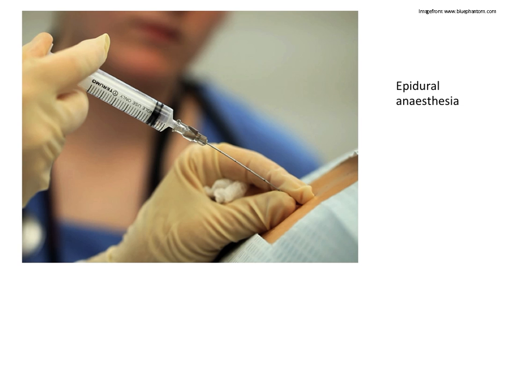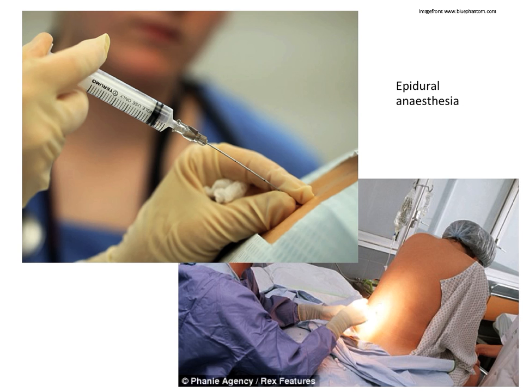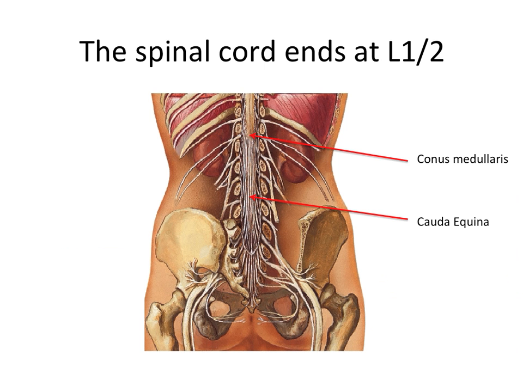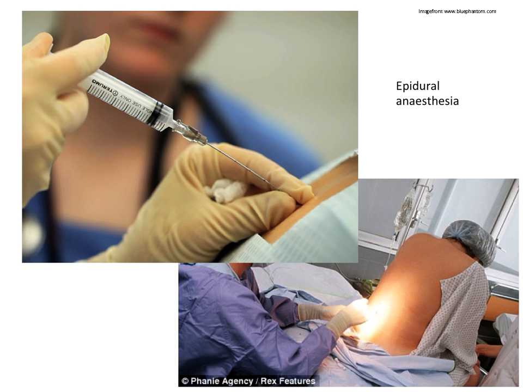Now, one of the reasons we need to know this information is for procedures like epidural anesthesia, for instance. This is when we take a syringe, and it could be full of anesthetic. Sometimes they do epidural steroid injections, for instance. With epidural anesthesia, they tend to perform it inferior to the L1-2 vertebral levels. Now, think about that for a second. The spinal cord ends at L1-2, and they do it inferior to L1-2.